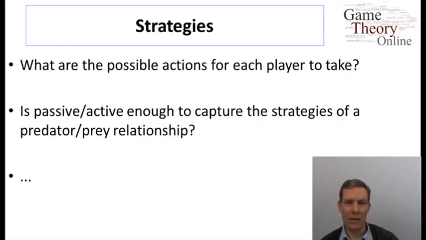Is passive and active enough of a distinction to really capture the details of what's going on in a predator-prey relationship? Well, probably not in full detail, but at least in terms of getting a broad cut at things, it might be. So how we choose to model the strategies and the actions that are available to different players will make a difference in the type of analysis and the richness of the analysis that we end up with.